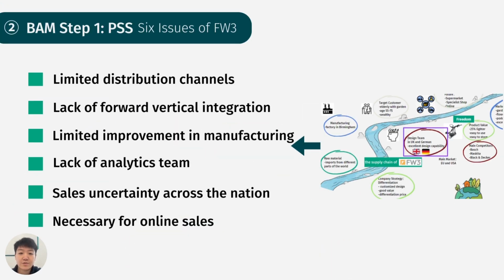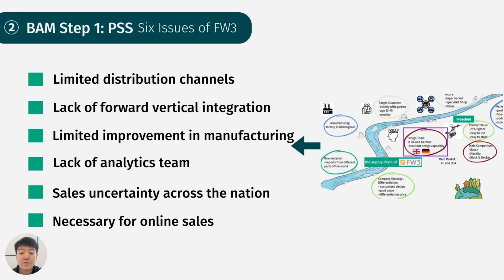As we can see through the rich picture, FW3 has only 2 retailers as distribution channel. However, because the sales and the cost of sales are highly dependent on these 2 retailers, which can significantly impact its bargaining power, in this case, FW3 should consider diversifying its distribution channels by exploring new retailers and or alternative methods. The problem 2 is the lack of forward vertical integration.